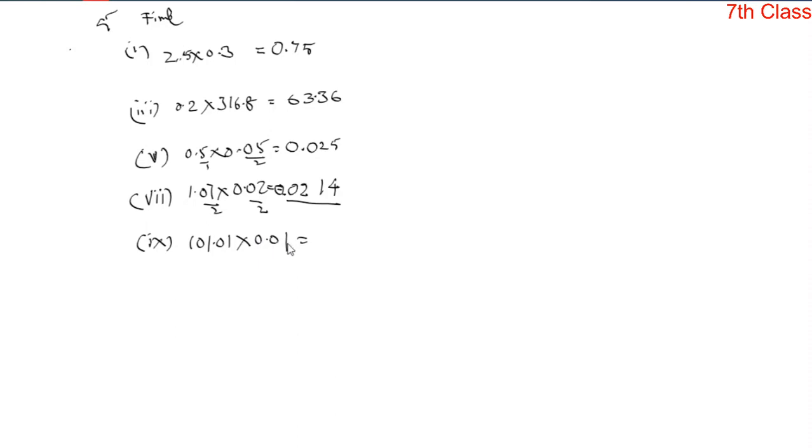In the same way, ninth one, 101.01 into 0.01 is equal to, so ignore the decimal point and multiply them as whole numbers. That means 10,101 into 1, which is equal to 10,101 only. If we multiply any number by 1, we get back the same number. Now here count the digits in the decimal part. 2 here, and 2 here. Now count 2 plus 2, 4 digits from the right hand side. 1, 2, 3, 4. Put decimal point. That means 1.0101.